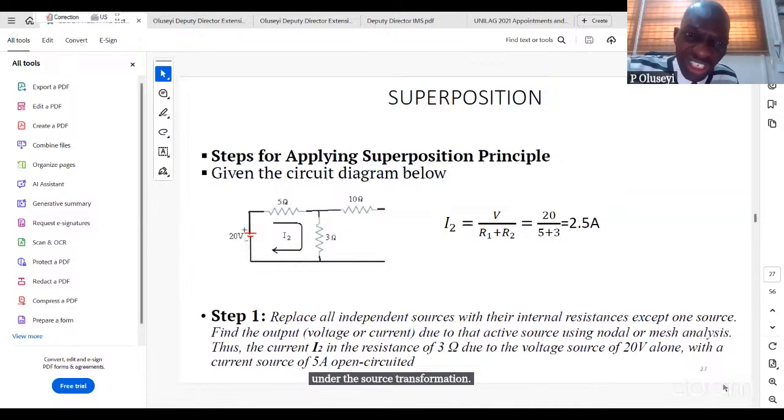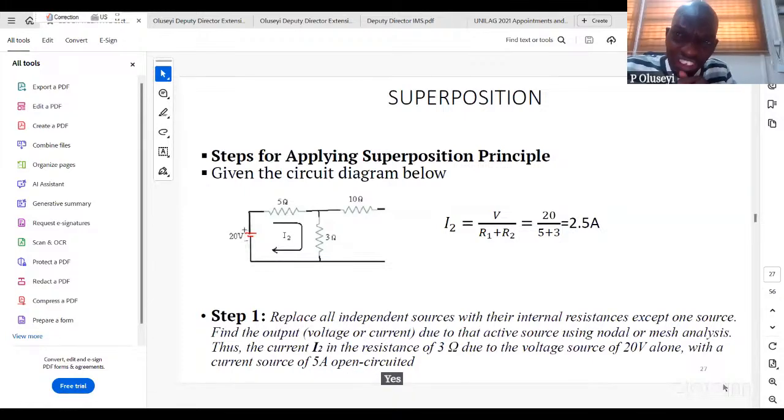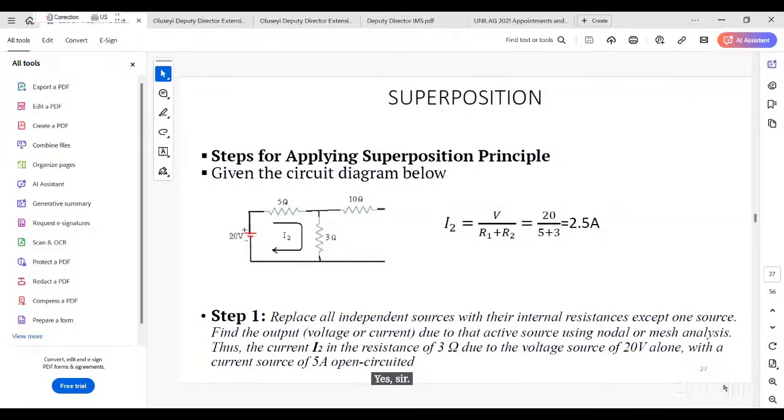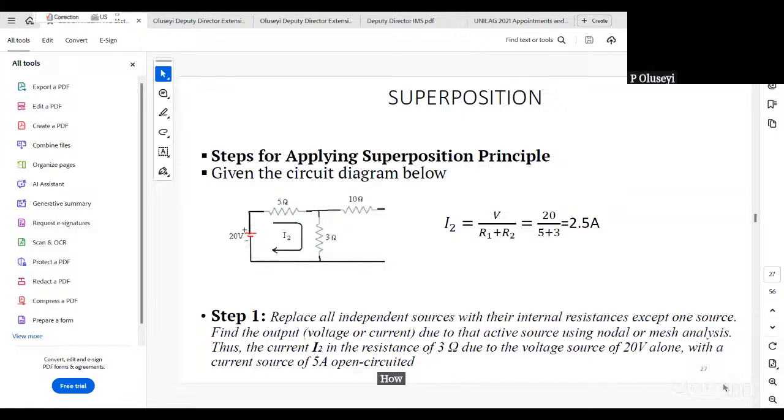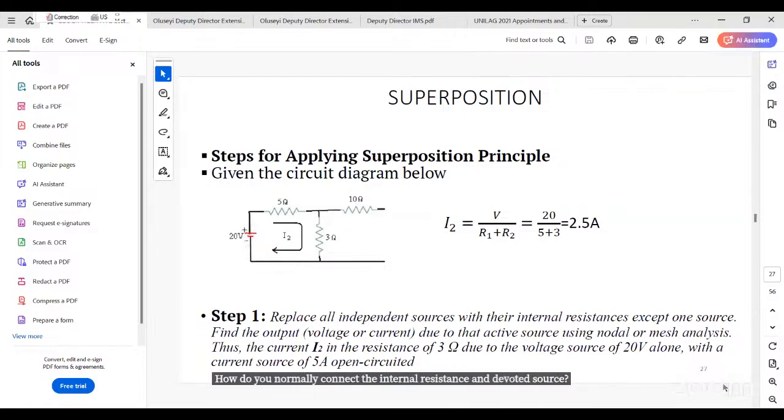But let me just quickly say this. Did you remember that you were talking about internal resistance? When you are talking about internal resistance alongside voltage, how do you normally connect the internal resistance and the voltage source?